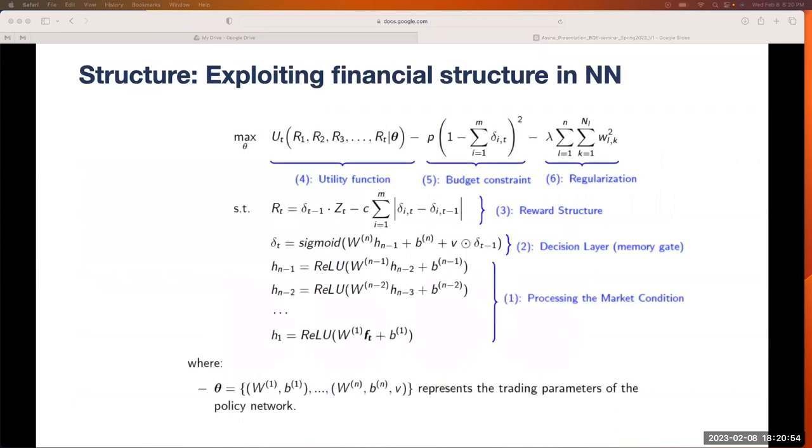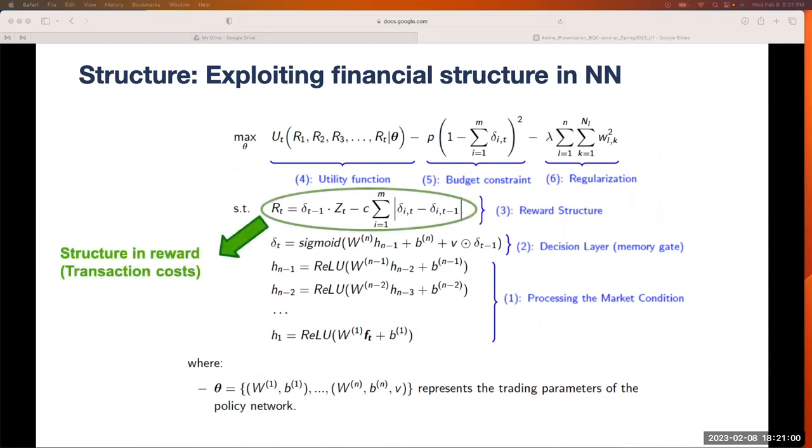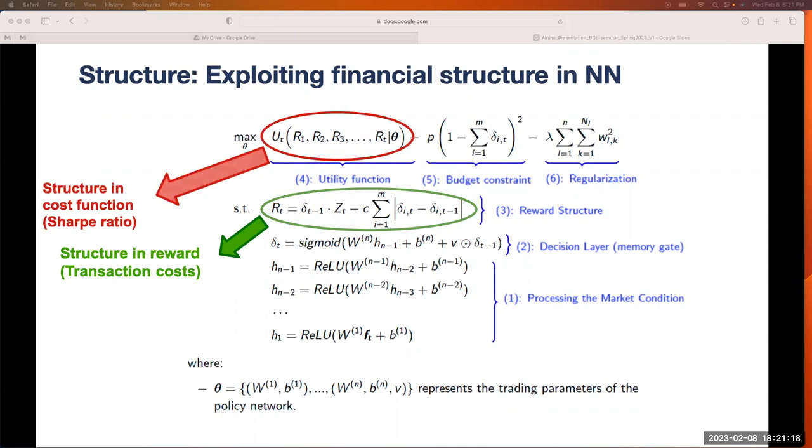So here our RL agent learns a policy using a neural network for training. Here we added a financial structure into the reward function by subtracting transaction costs from the returns. No matter what decision the agent takes, good or bad, we will always incur a cost in real life. We also use Sharpe ratio as a cost function to capture the return risk trade-off. These are difficult to optimize in machine learning because of their non-differentiable and non-convex properties. So we had to customize the neural network algorithm a bit.